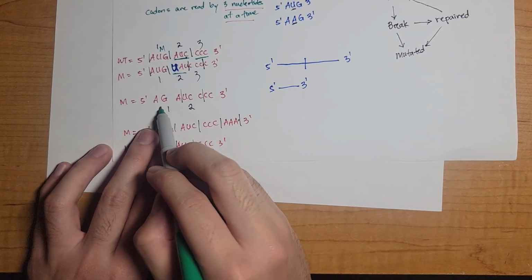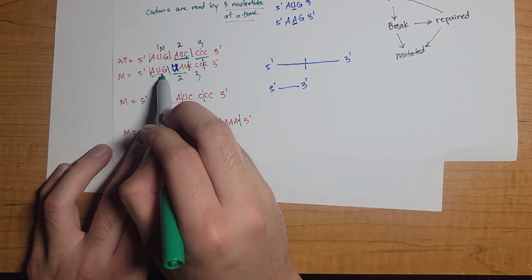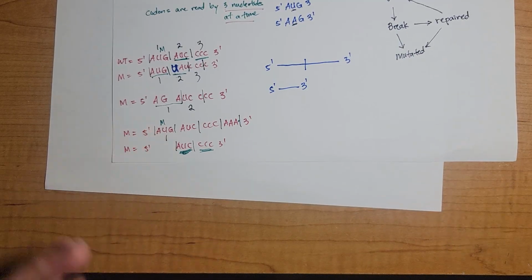Same thing here. AGA would be different than AUG. So it already had a different amino acid. So that means it's non-synonymous.